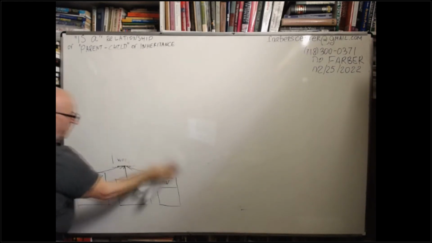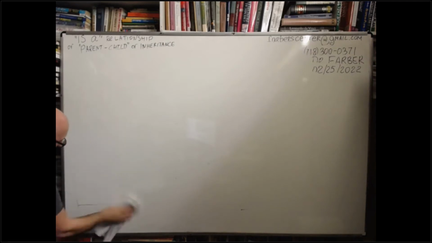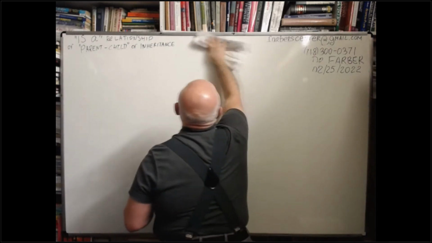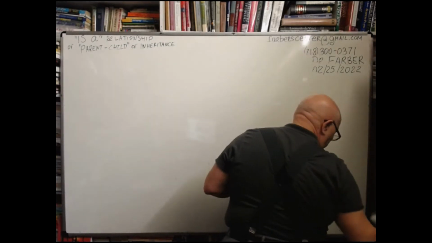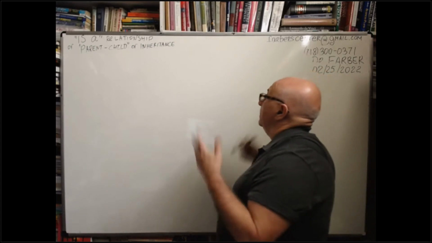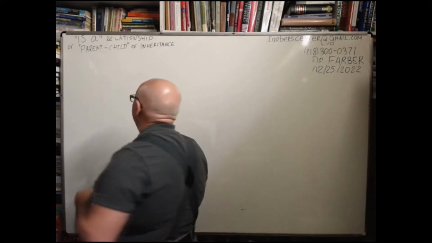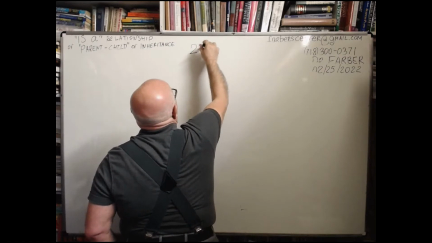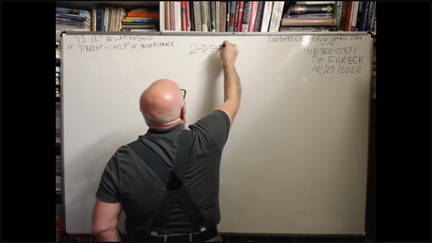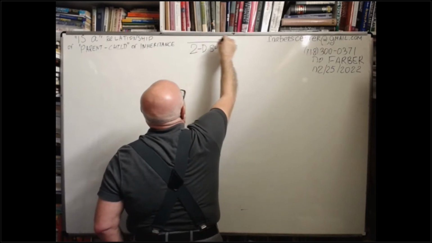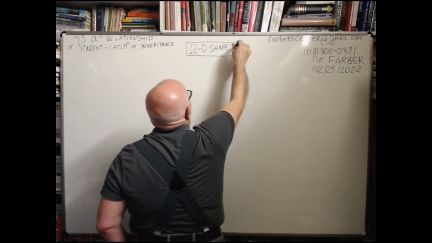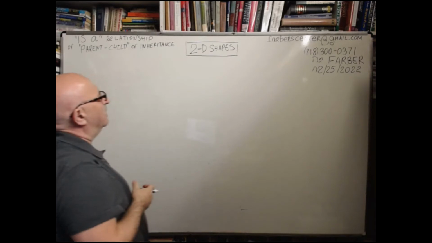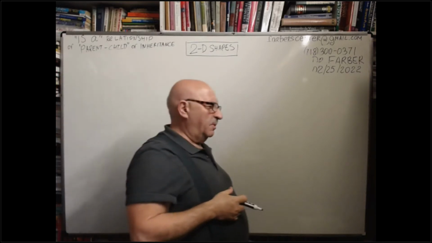I need more room. It's better if you have an entire page, because I want to practice and give you connections between different classes. Let's say you have two-dimensional shapes, 2D shapes. You study different two-dimensional shapes, and let me classify them by number of sides.